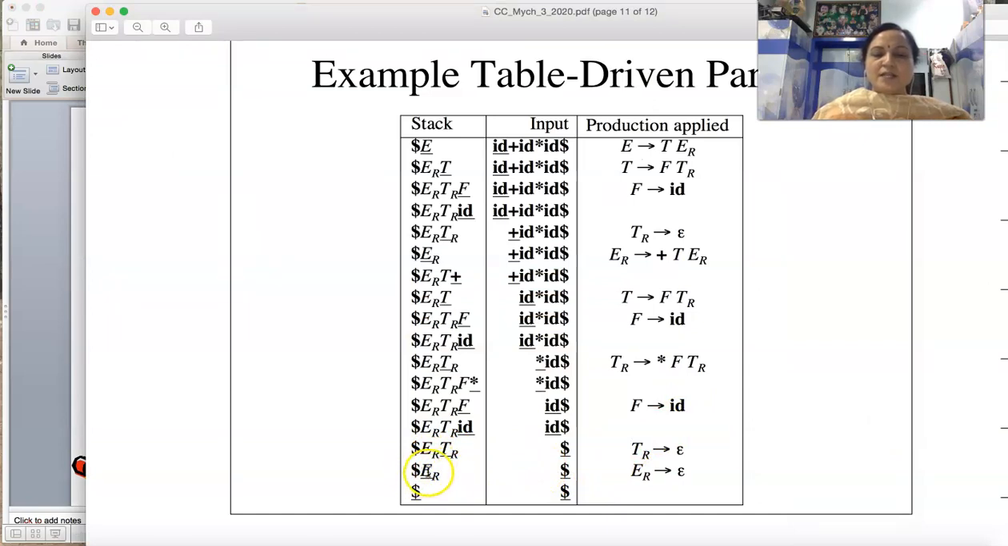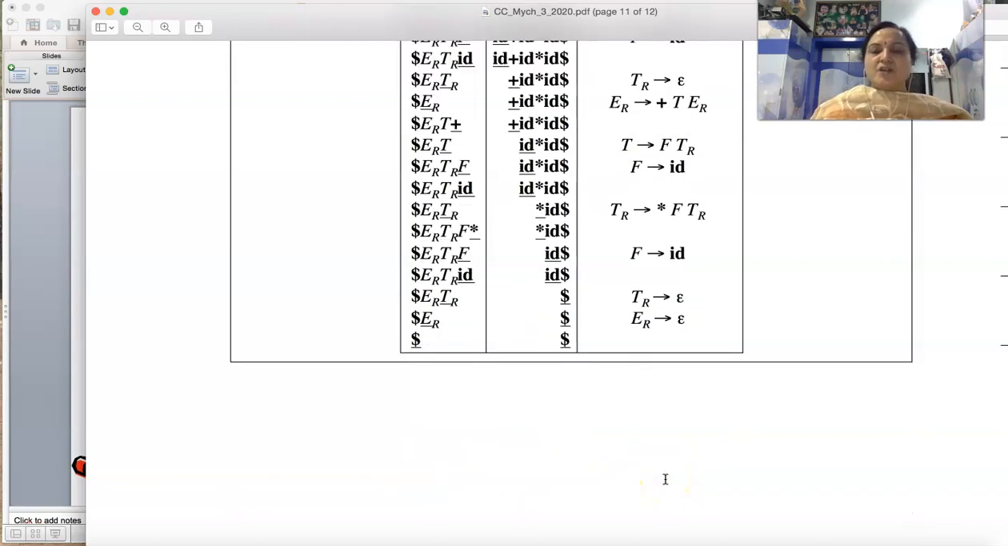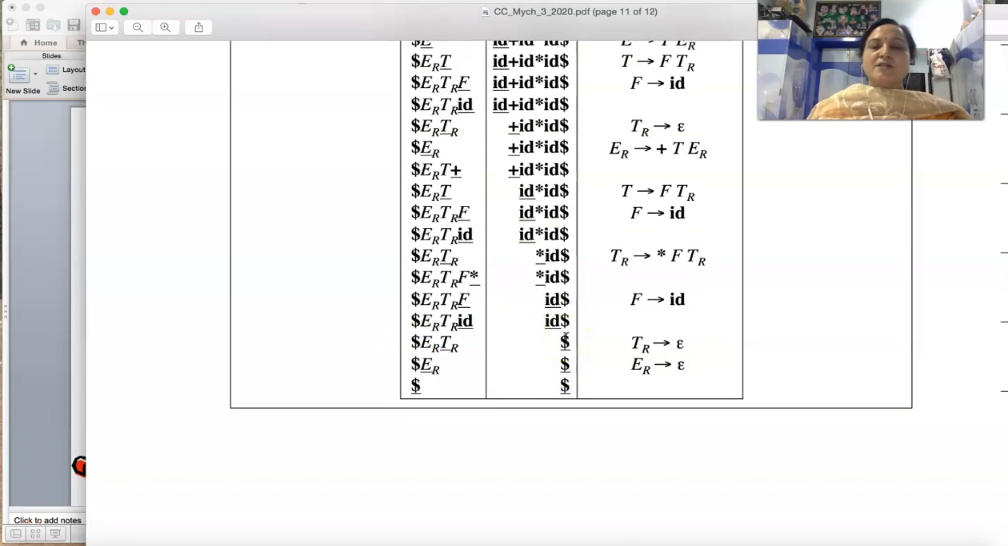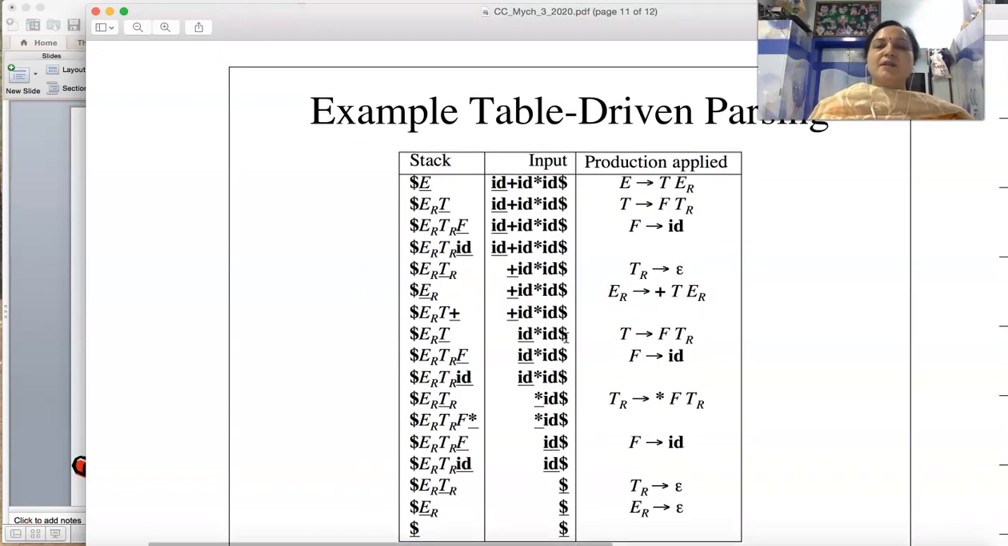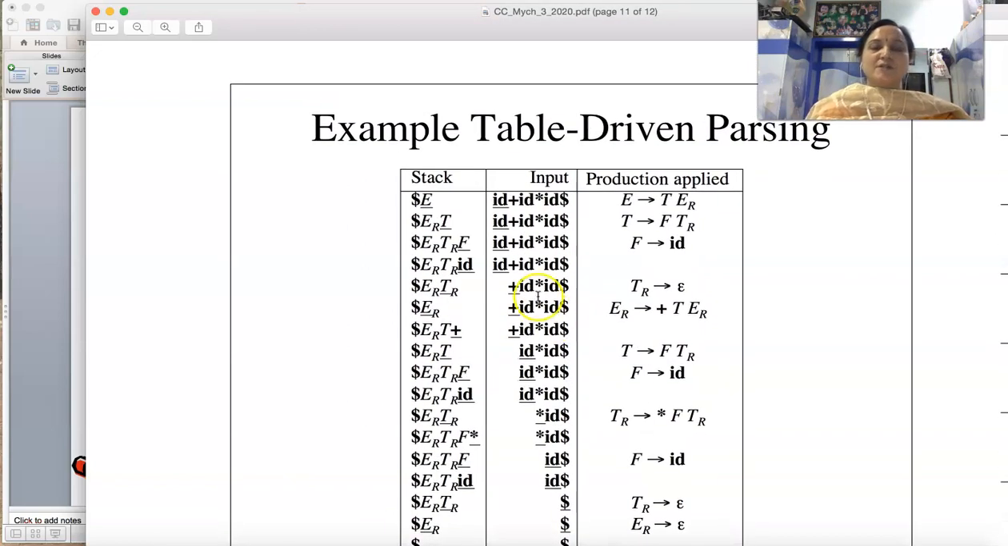What is remaining is E dash. Search the table with E dash comma dollar. Again you will find the production E dash tends to epsilon. So now remove E dash, pop it out and push epsilon onto the stack. So remaining is dollar. Now dollar and dollar are getting matched. We have parsed the input successfully. This is how the table driven predictive parser works.